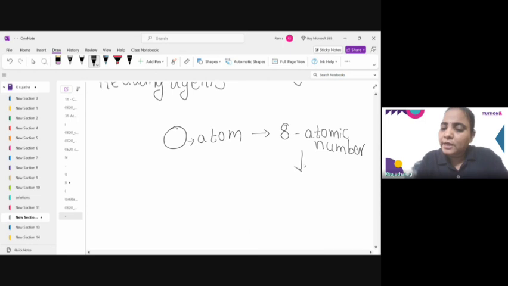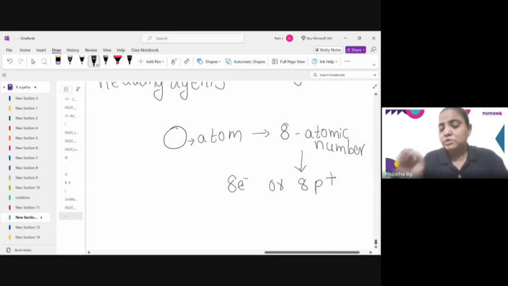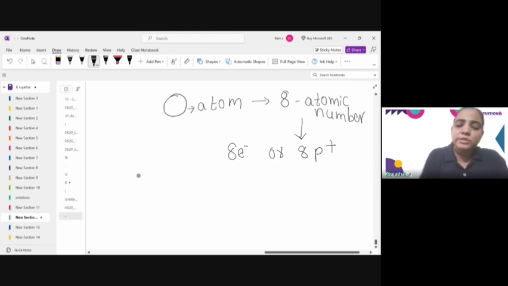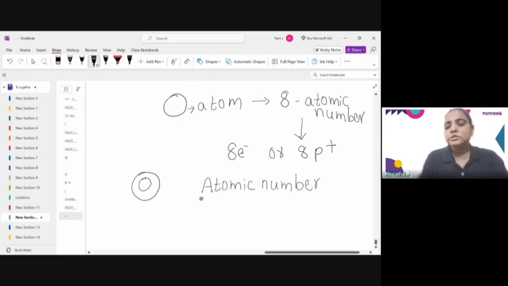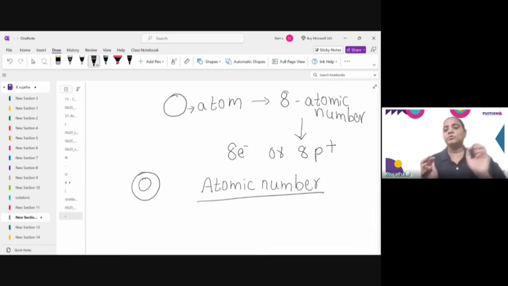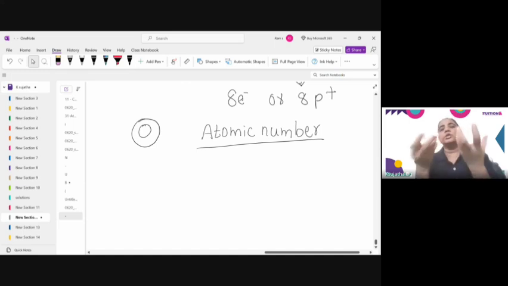If an atom has atomic number 8, it must have 8 electrons. Always remember, atomic number equals the number of electrons, and also the number of protons. So 8 protons. Inside the atom, protons and electrons will be there, right? Yes, ma'am. So atomic number designates the number of electrons and the number of protons. Now I'll give a few examples.